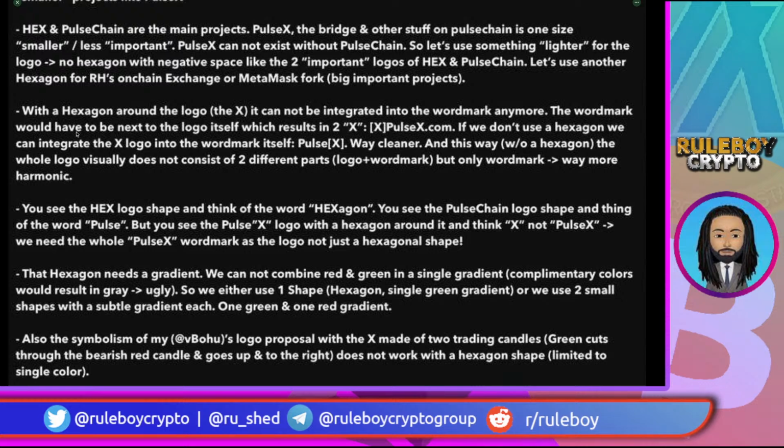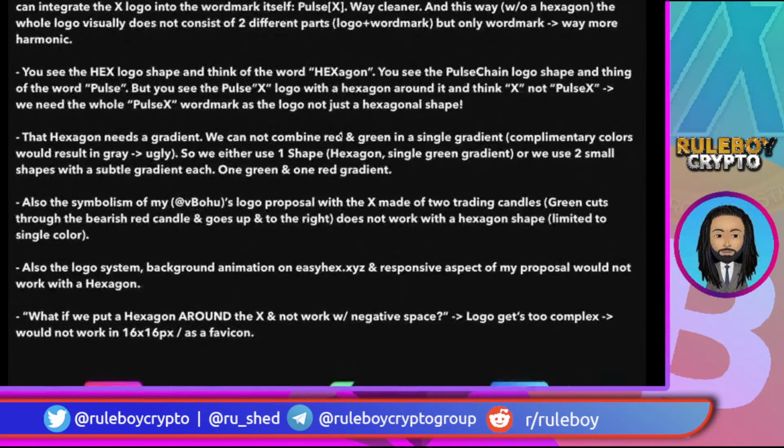So he said the word mark would have to be next to the logo itself, which results in two X's. So X, PulseX.com. So if we don't use a hexagon, we can integrate the X logo into the word mark itself. So which is a nice thought over there. So instead of using the X and the hexagon in a logo to make the word mark, why not just use the X itself to make that word mark? So that is a nice thought over there again.